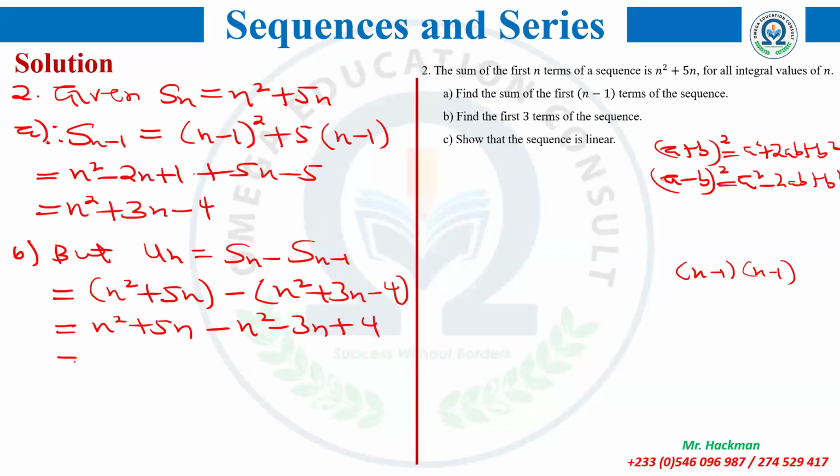So n squared and minus n squared will go. I will get 5n minus 3n, and that will give me 2n. Then I will get plus 4. All correct?